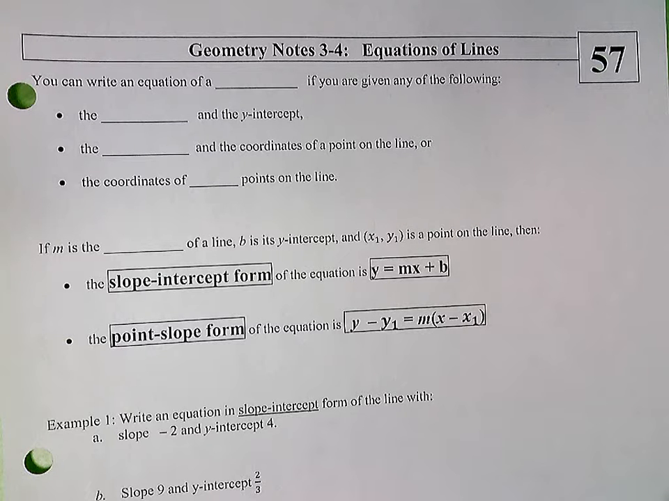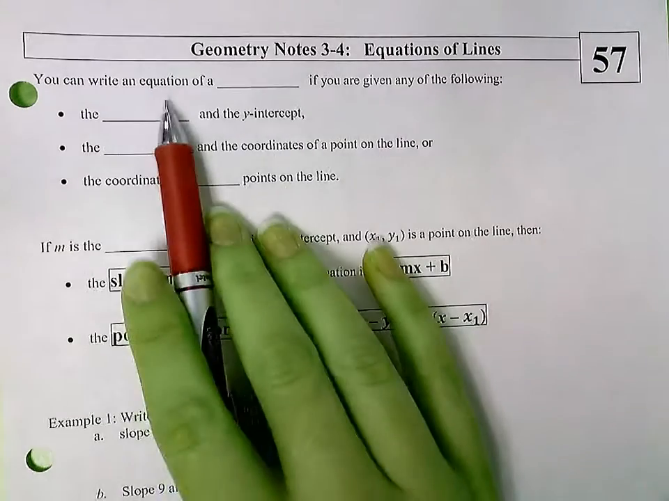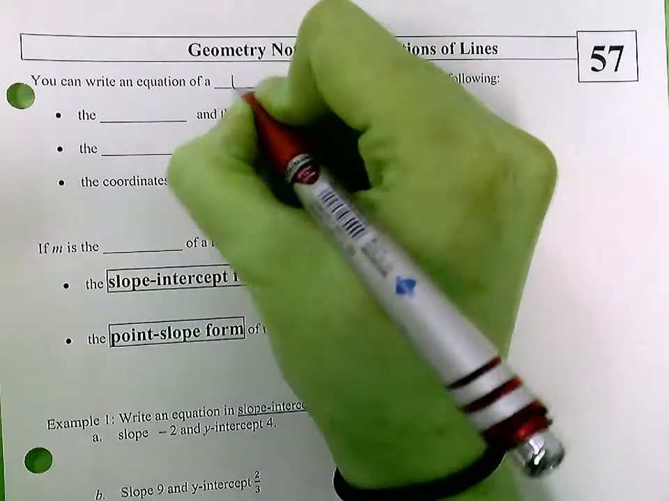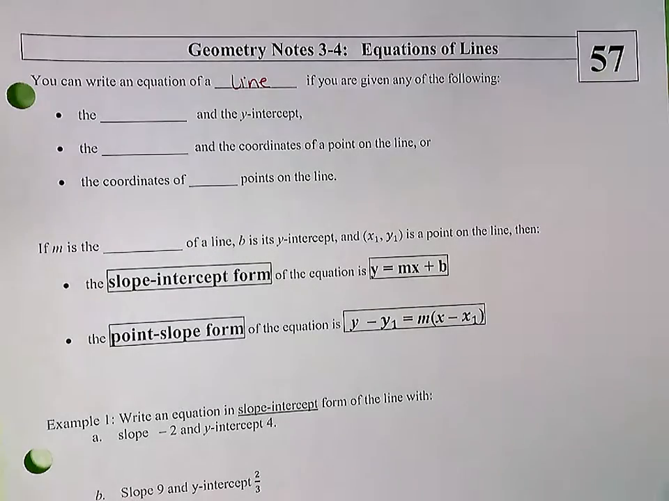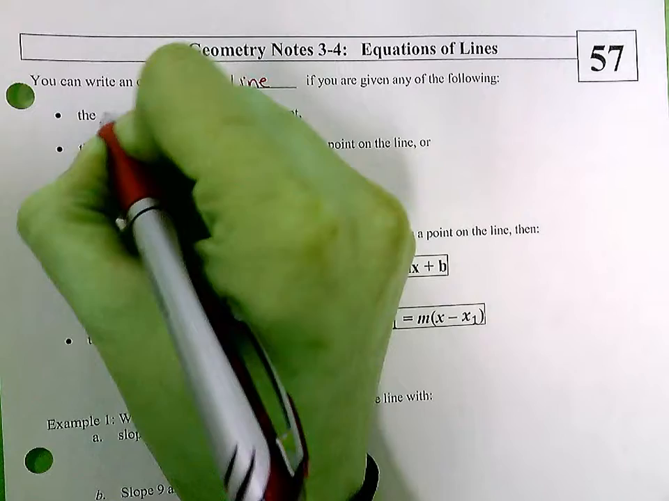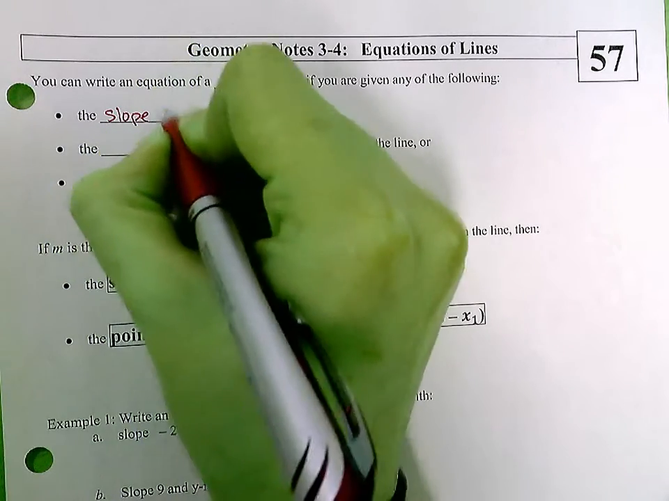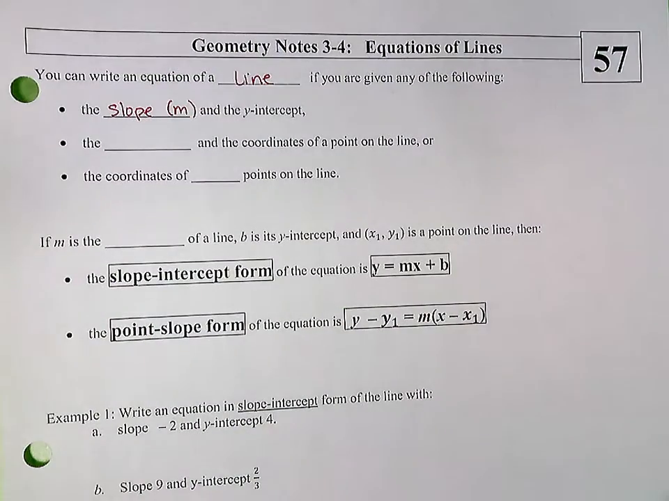So you're going to be writing equations of lines in slope-intercept form and in point-slope form. Okay, so you can write an equation of a line if you are given any of the following information. Okay, so if you're given the slope, which we call m, and the y-intercept, you can write an equation of that line.